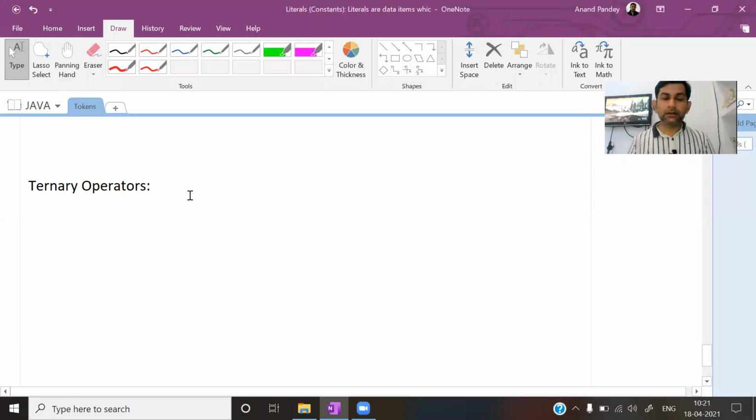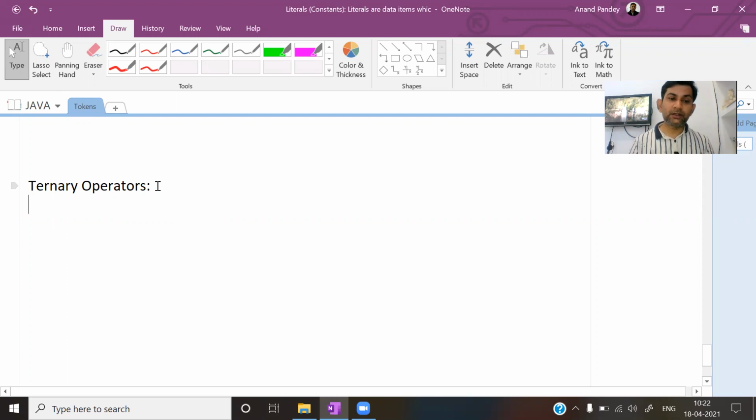Listen, ternary operator means the operator which requires 3 operands. The operator which requires 3 operands is called ternary operator. Means before this I will discuss after this. There are two more categories of operators: unary operator and binary operator. Unary operators are those which require only one operand. Binary operators are those which require two operands. And here ternary operator, there is only one ternary operator which requires three operands.